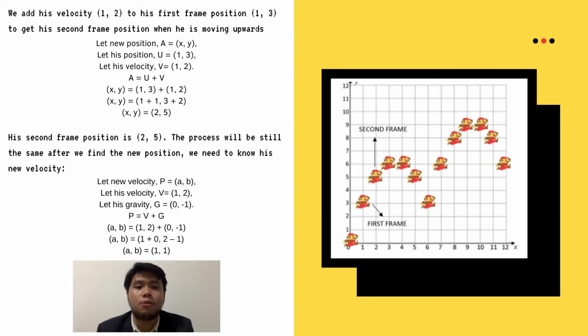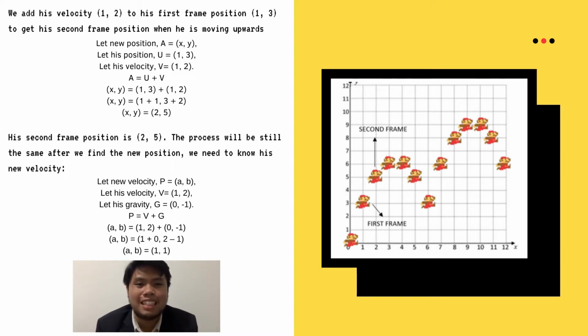As we know just now, his new velocity is (1, 2). So to get the next frame position, we just need to sum it like the first frame, but with a different velocity. We let the new position be a equals to sy, then we let his position be u with his coordinate at the first frame (1, 3), and we also let his velocity be v equals to (1, 2). We sum up his position and his velocity to find his new position, or you could refer to the top left of the slide on how the calculation happened. As the result, we will get the second frame point (2, 5).